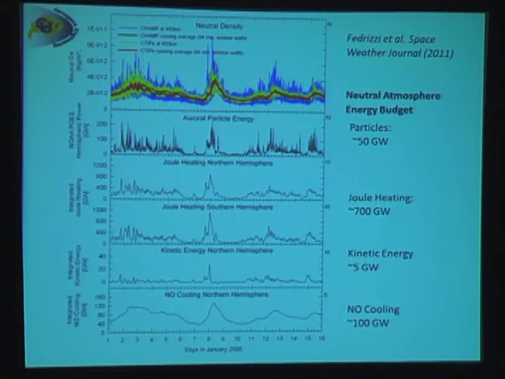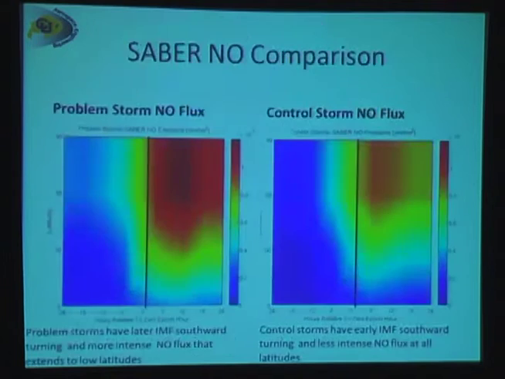Now this has been known for a while, and Mariangela Fedrizzi and the whole group over at CIRES have been working on estimating how much energy is coming in via particles, how much energy is coming in via Joule heating, and then what is the NO cooling rate that goes with that. So this is known in the community, that these kinds of things happen, but what was not known is why we would get these unusual events where nitric oxide just took over.